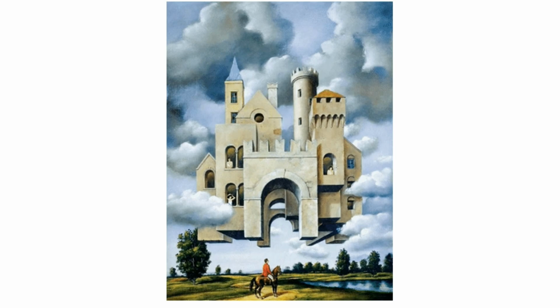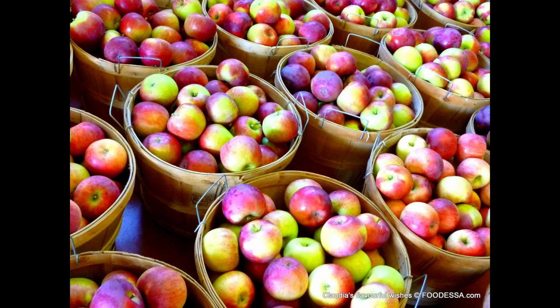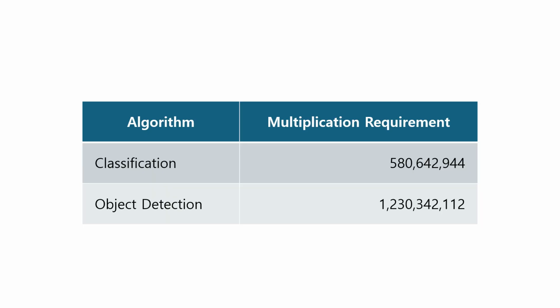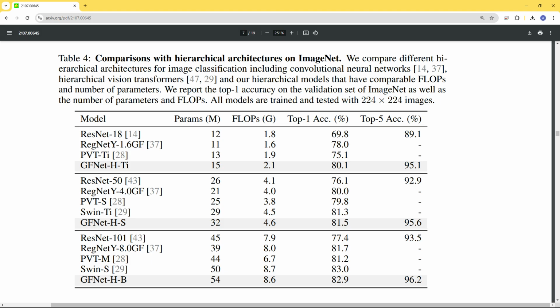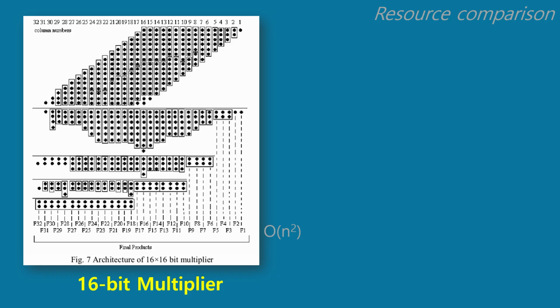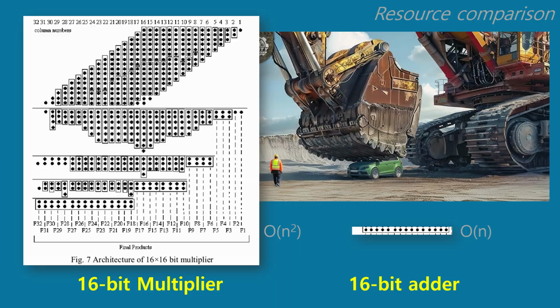Most AI algorithms require a fixed amount of multiplications. For example, our classification algorithm requires 580 million multiplications, as mentioned earlier, and our object detection algorithm requires 1.23 billion multiplications. This is an inherent property of the algorithm and is stated in the papers that publish each algorithm. Note that an equal number of additions are also required along with the multiplications, but adders require very little resources compared to multipliers, so they can be conveniently ignored without obscuring the overall point.